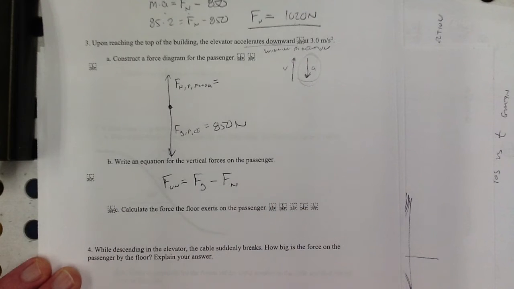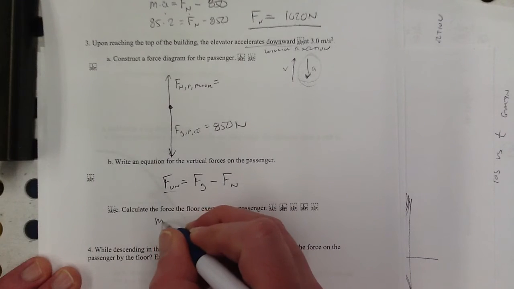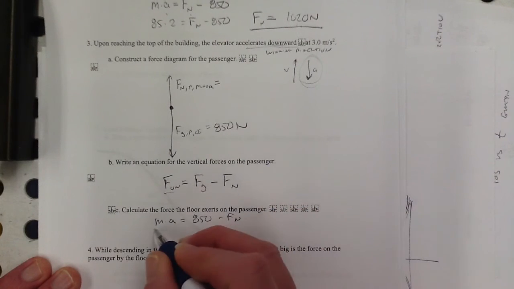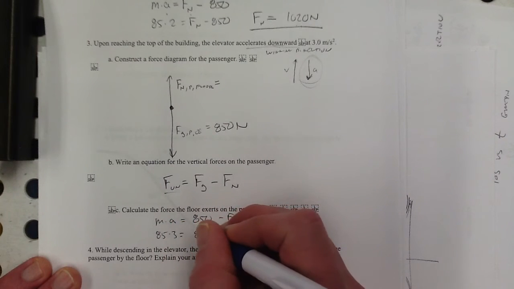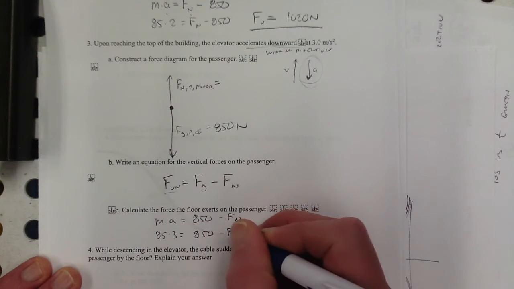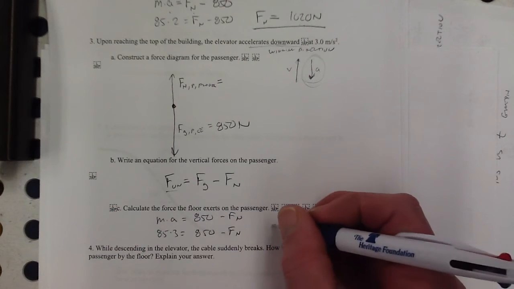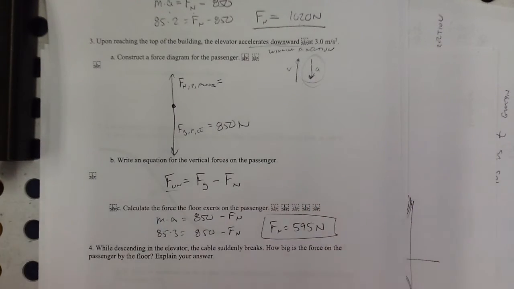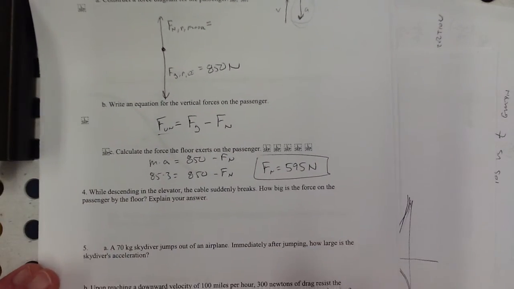And now calculate the force the floor exerts on the passenger. So the unbalanced force is mass times acceleration. Gravity, 850, minus that. Mass, I think the acceleration this time is 3. Algebra, add that over here, subtract that. So 850 minus 3 times 85. 595 newtons.